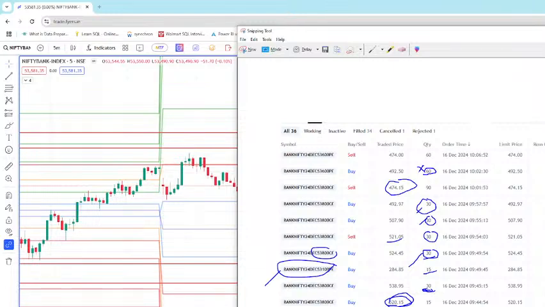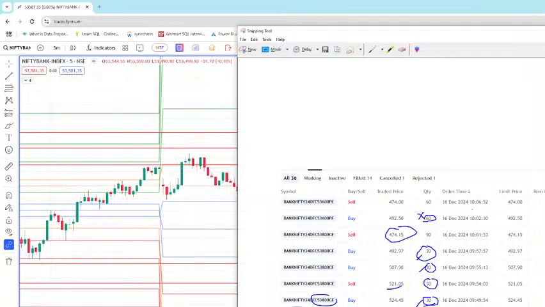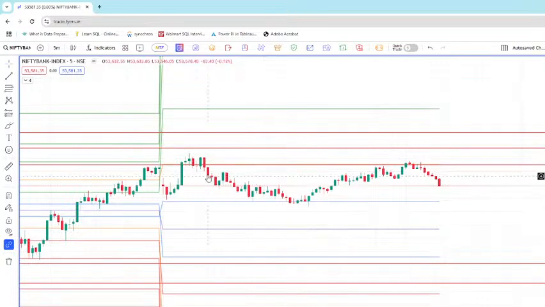wrong. Okay, now 10-6 I have again exited everything. Then again what I did here, looking at this candle, I thought it will go up. Again I entered here this setup.